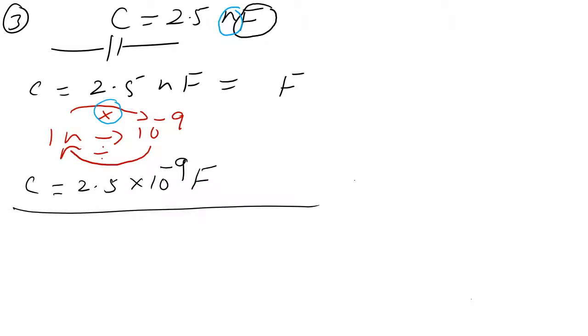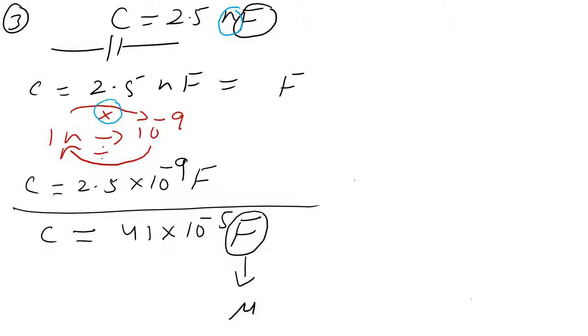And sometimes the value of the capacitor may be like this. If the capacitor value is 41 into 10 to the power minus 5, and this is farad. Sometimes the question will say find the value of the capacitor in microfarad. So this is coming in farad, so you have to change this to the microfarad.